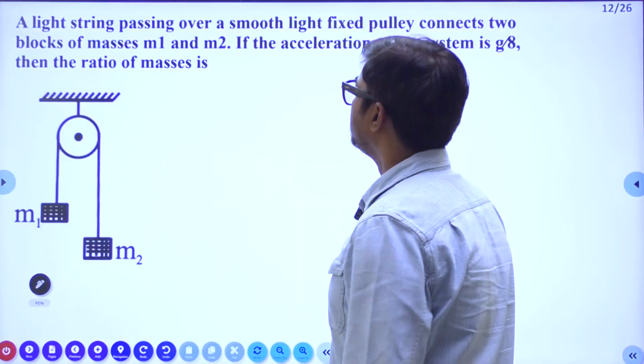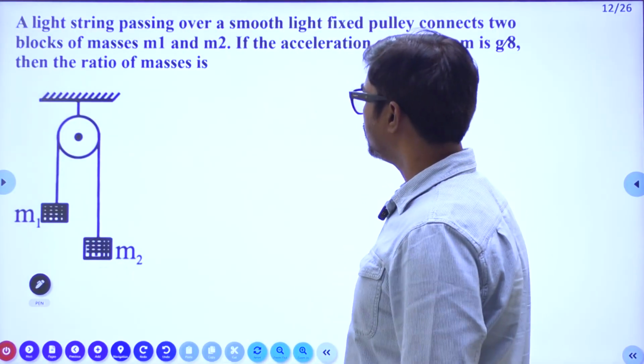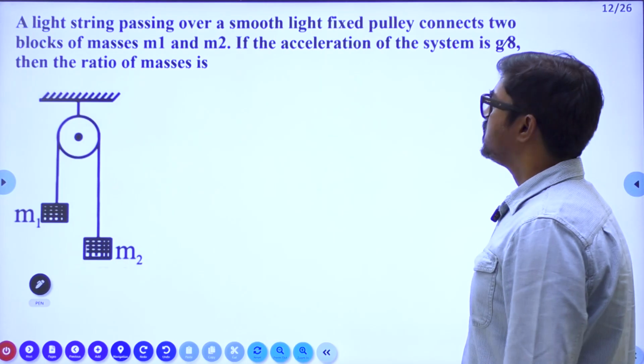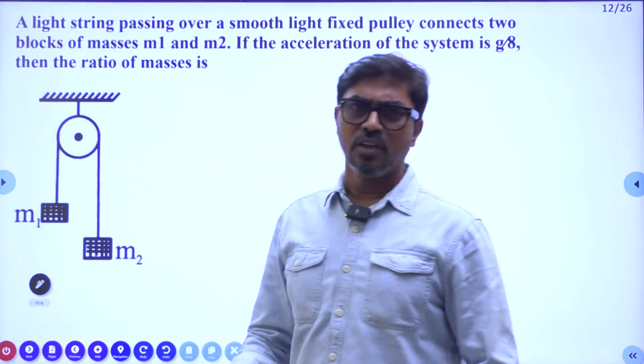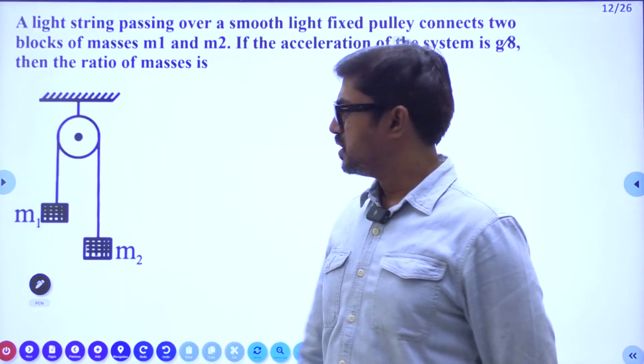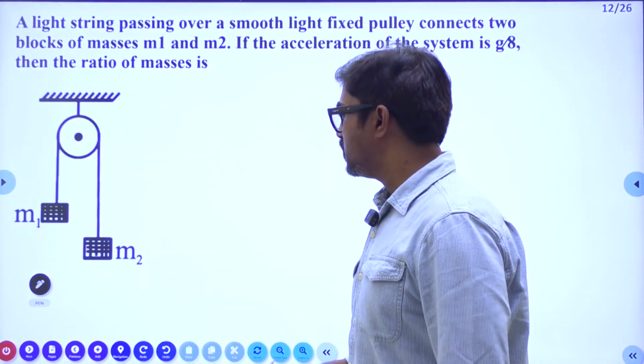A light string passing over a smooth light fixed pulley connects two blocks of mass m1 and m2. If the acceleration of the system is g by 8, then the ratio of masses is. Actually, this particular problem is given in CET exams, in NEET exam also, like a formula, they remember it. Generally, what will IIT aspirants do?